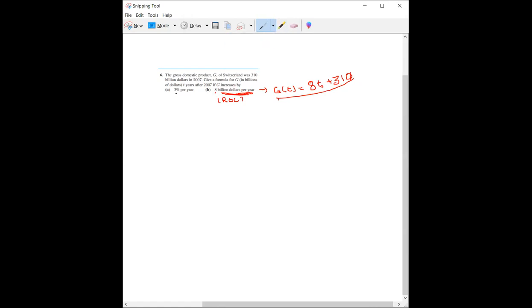Now, let's think about 3% per year. Is this linear? It is not. This is going to be exponential. So we're going to have a function that looks a little bit different. What form should this function be in? Like, the generic form for an exponential function.